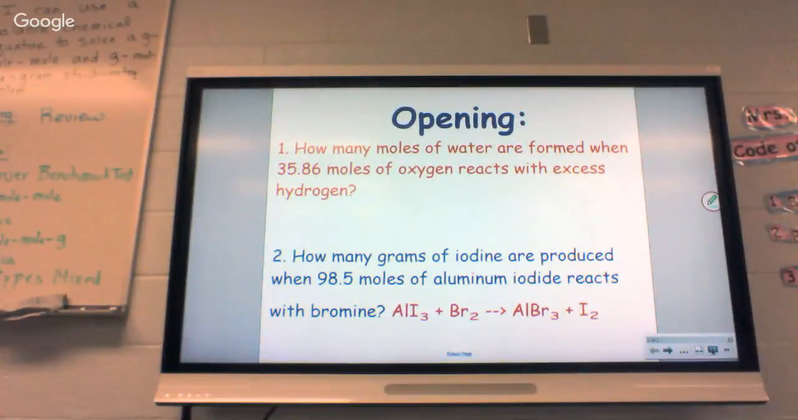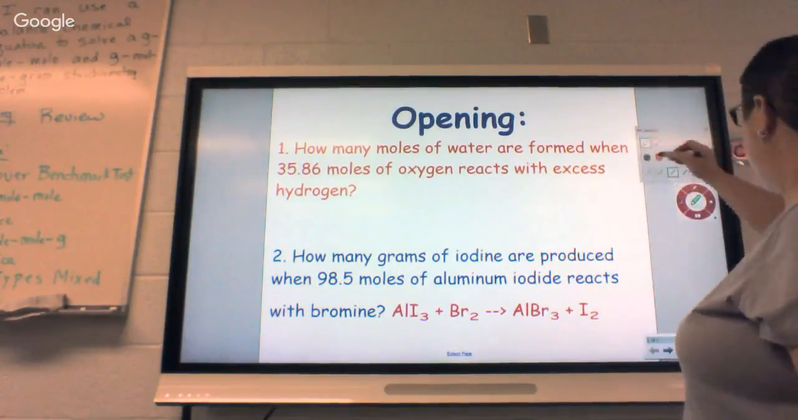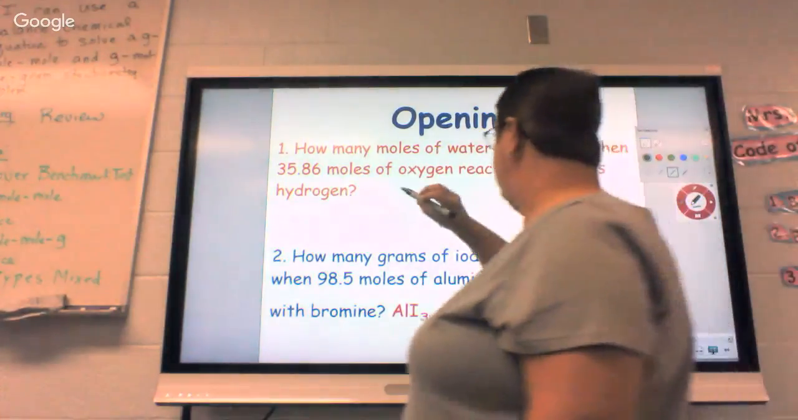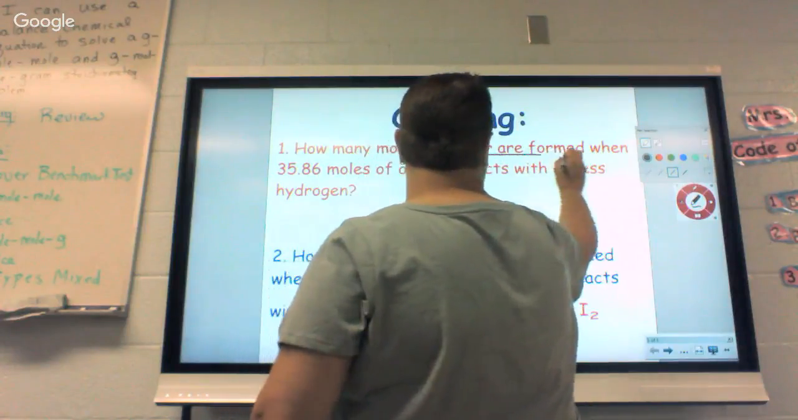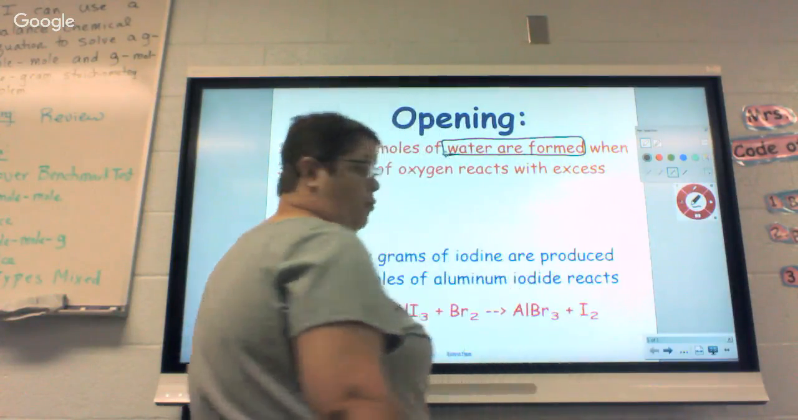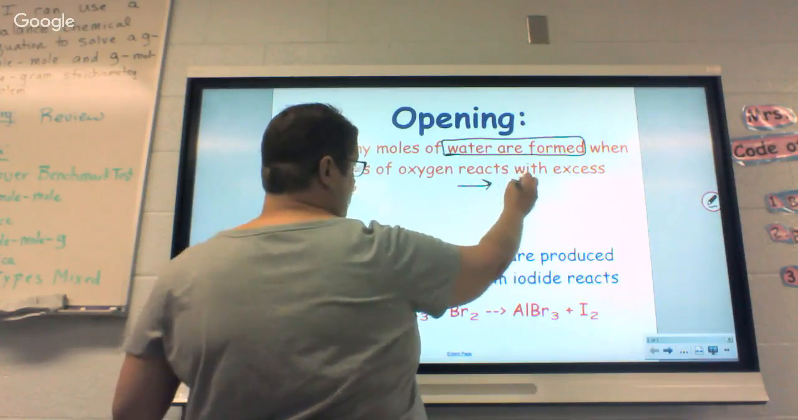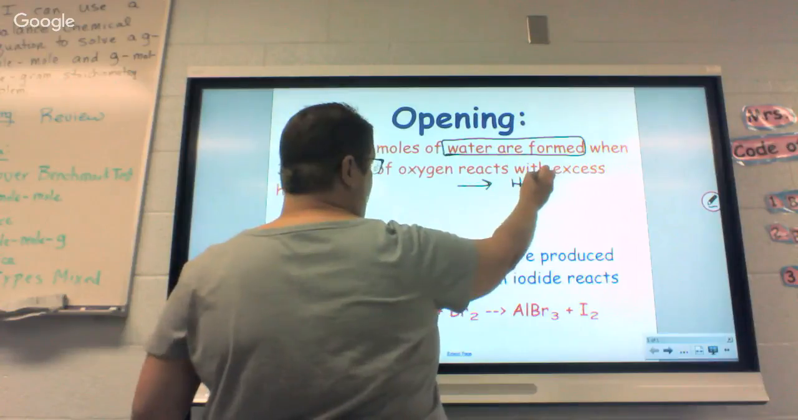So, if you look at question 1, we have to write the equation, right? What was produced in the question? All right, it says water is formed, correct? For those of you who are struggling with writing the equation, see how it says water is formed? After the yield sign, water is formed, so you make water.